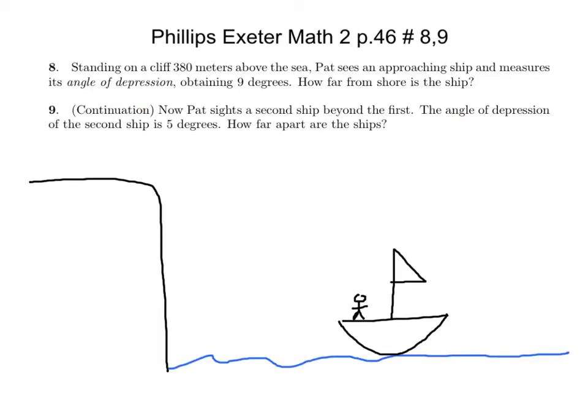Okay, so now Pat is on the top of this cliff right here. Now here's where I was talking about earlier. The angle of depression goes from parallel to the ground, or in this case the sea. So we have this down to the ship.